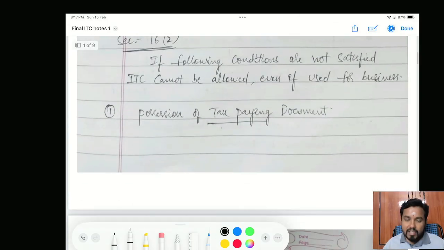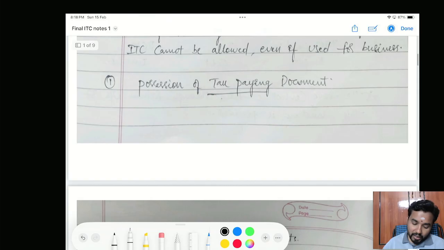Okay, next one, section 16 subsection 2. We said that 16 subsection 1 is saying that ITC can be availed. Now, can every registered person come and say, I have made these many purchases, I will avail ITC? Is it possible? No. You should possess some documents, or you should satisfy some conditions to avail ITC. Without satisfying these conditions, you cannot avail ITC. Now what are the conditions?